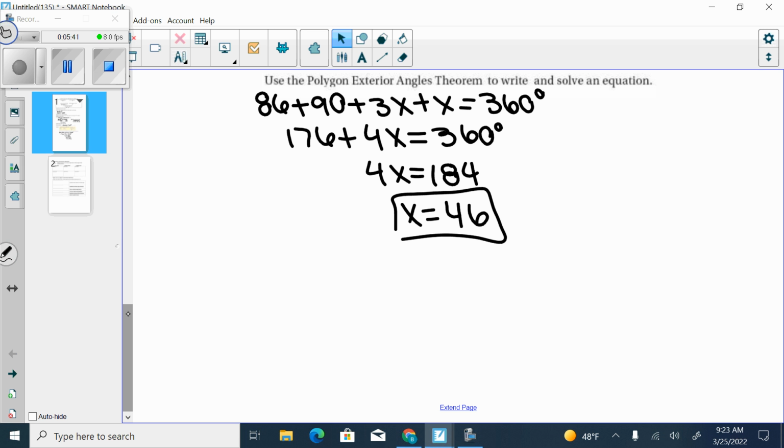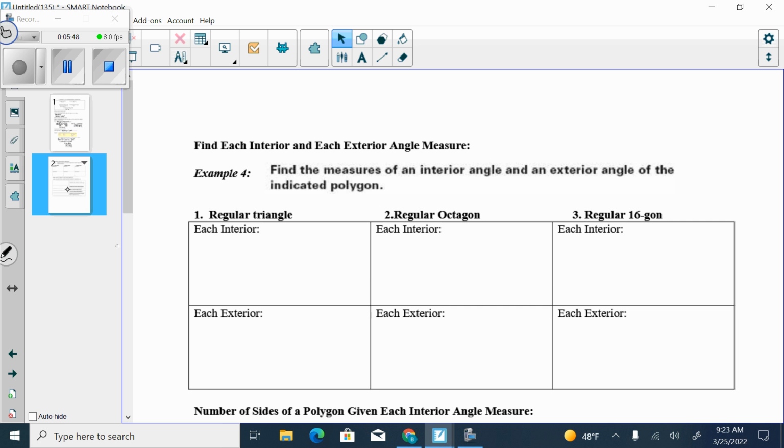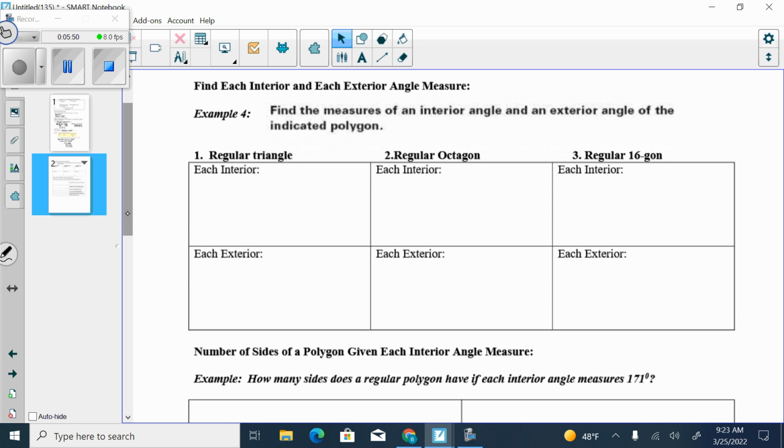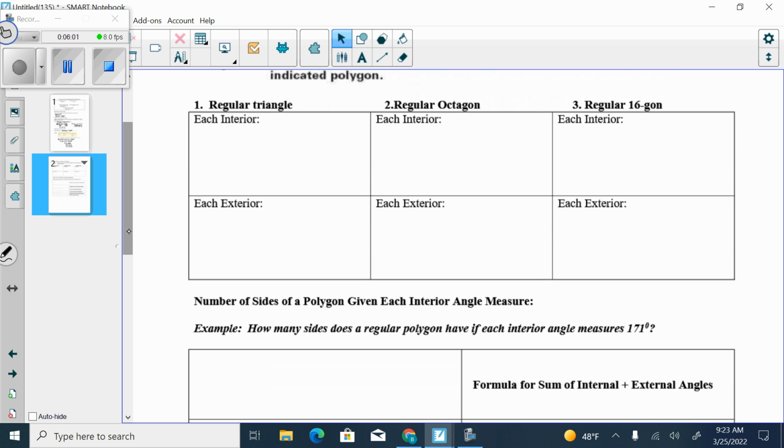Okay. So let's flip it over onto the back. And here is where we're going to try out that new rule that they told us about, because in this chart, they're asking that we find one interior and one exterior for each one, right? So apparently, if I find one to find the other, I could just subtract from 180. Well, out of the two, it's usually easier to find the exterior, because all you have to do is divide 360 by the number of sides, right? So let's find exterior first.